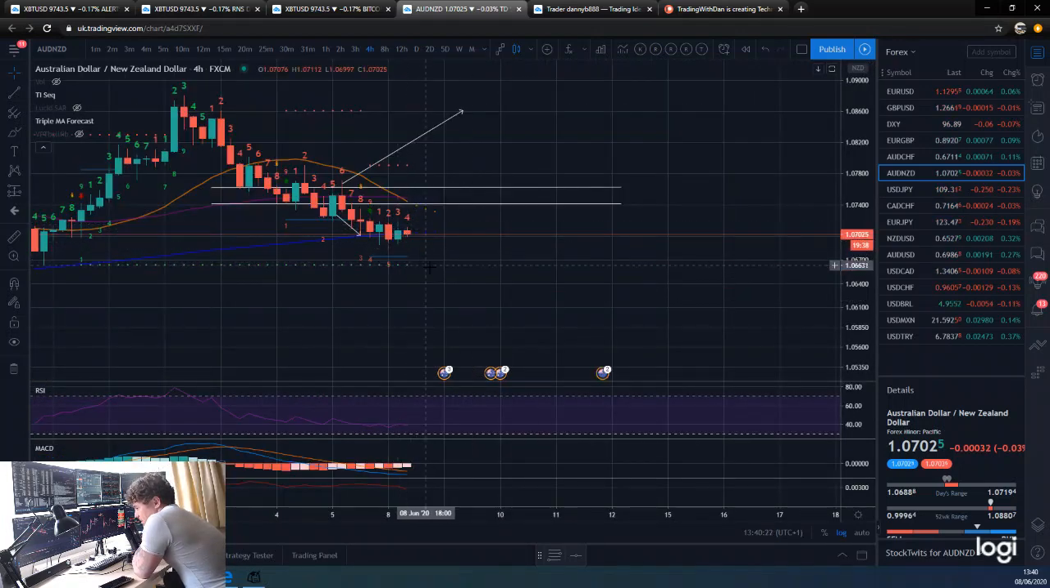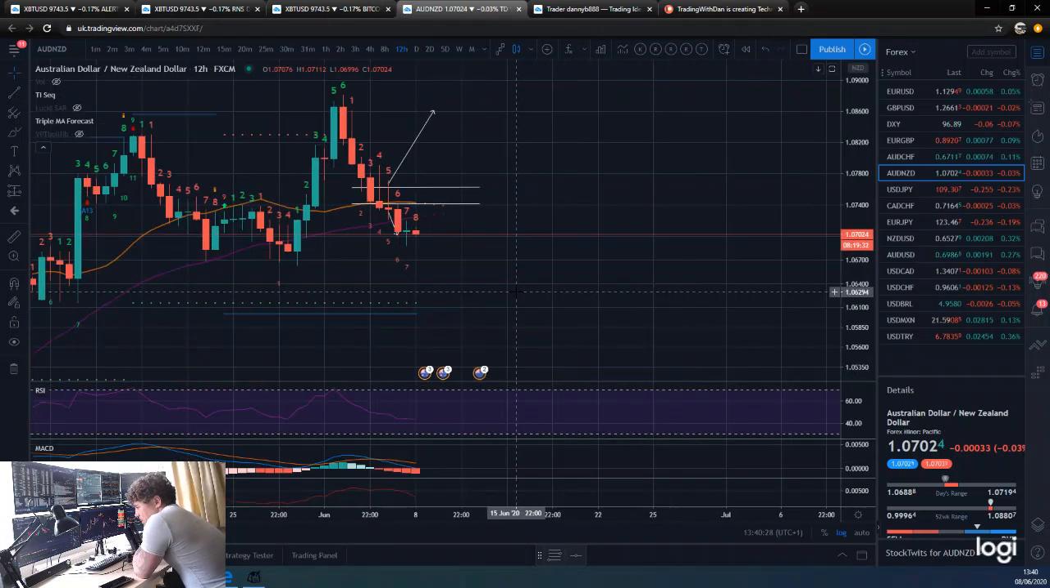And we could potentially get a 4-hour count down to here as well, and we come down to this risk line here. So yeah, potential buying opportunity down here, I would say. We'll actually draw this horizontal on.